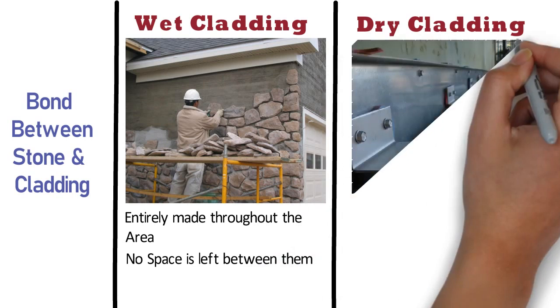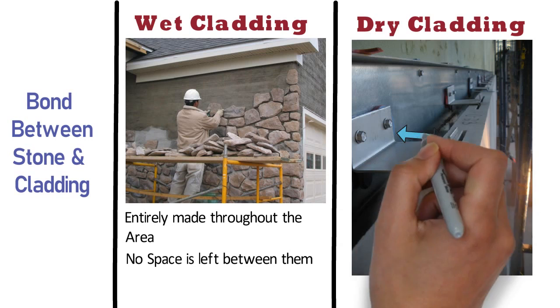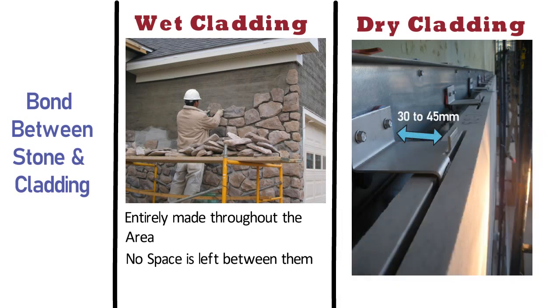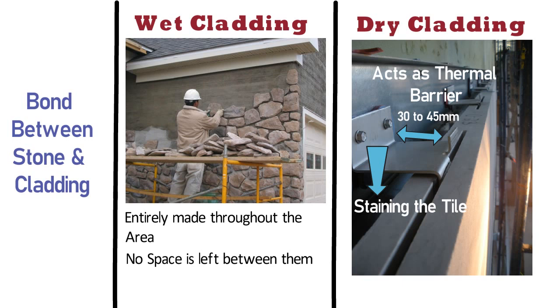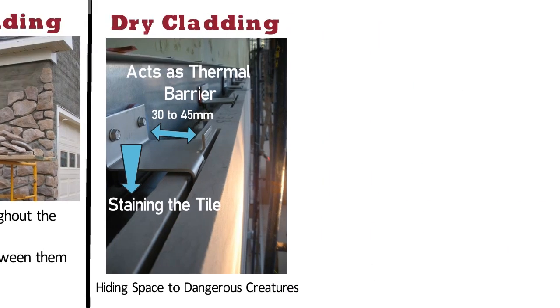Whereas in case of dry cladding, there is a gap of around 30 to 45 mm minimum between the wall and tile, providing a layer of air cushion that acts as a thermal barrier. But water or moisture can also enter from here and may cause staining to the tile or stone. Additionally, this gap also leads to hiding space for dangerous creatures like snakes, etc.